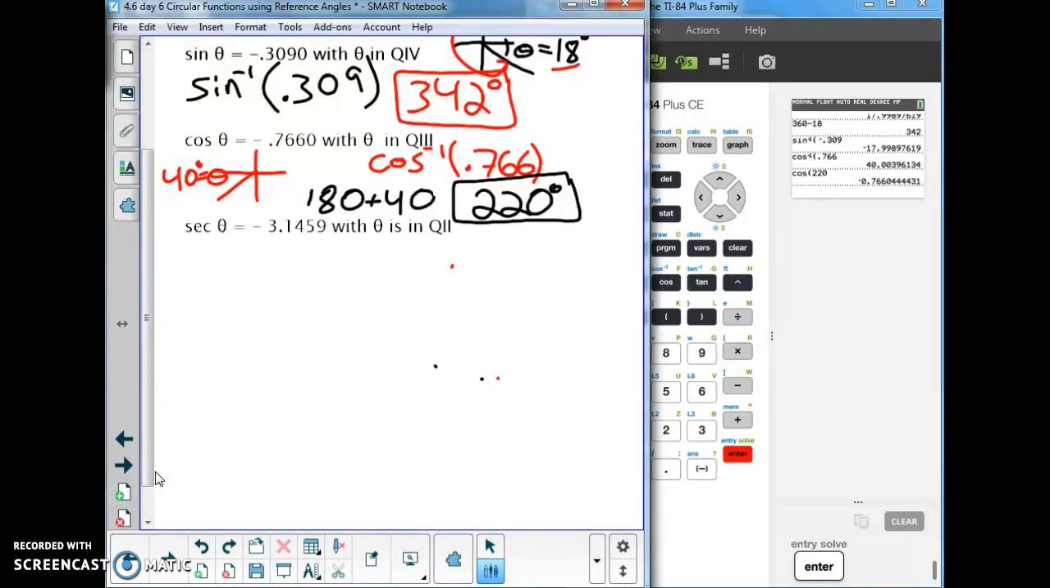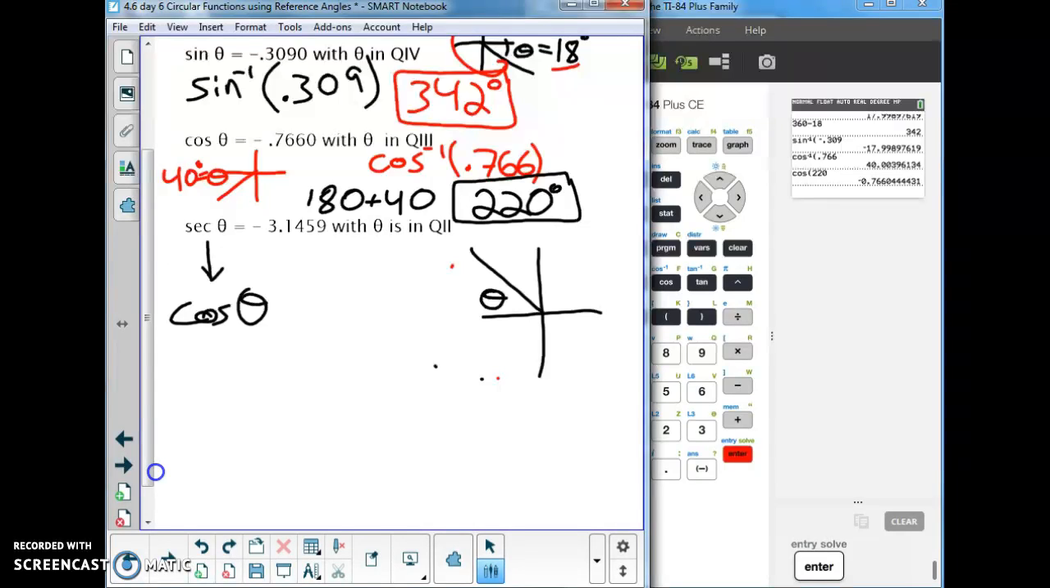We have the secant. Well, secant pairs up with cosine, remember. We have secant of some angle theta equals negative 3.1459 and is in quadrant 2. So let's sketch that out. Quadrant 2, bam. It's going to be at least 90, but smaller than 180. This is the reference angle right here that we're looking for.